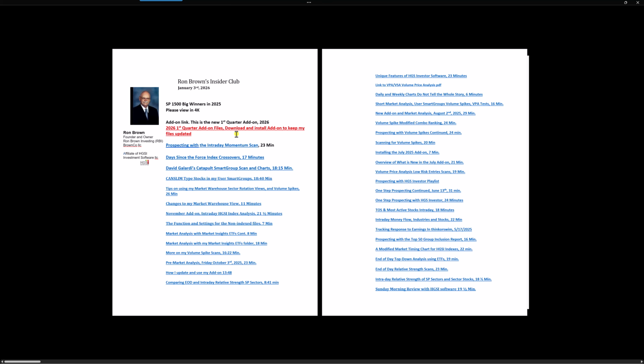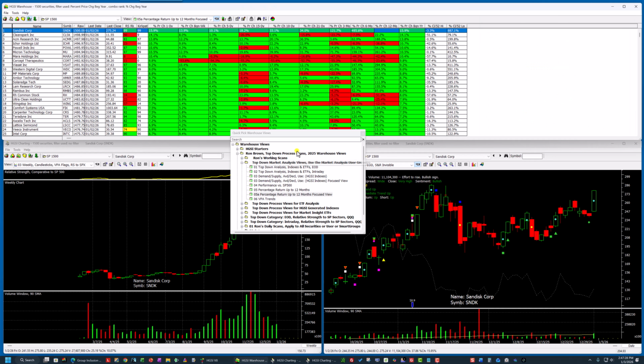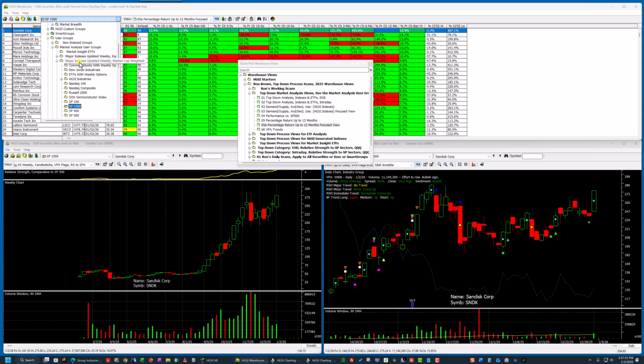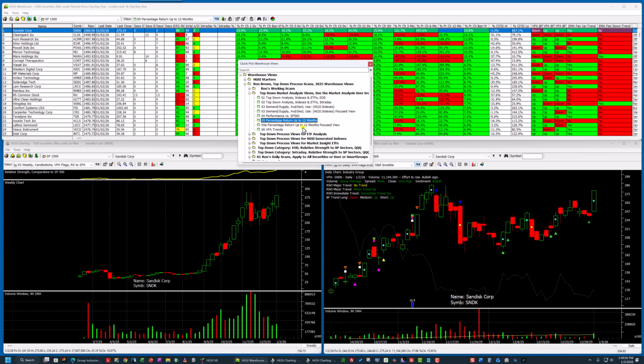Okay, I'm going to go ahead and get started, and let me show you where I am on the quick pick. I'm first of all in my major market indexes updated weekly. This is the market cap weighted, and this is equal dollar weighted. For this purpose, I think I'll just go ahead and use the equal dollar weighted index. Change to the index group. And I'm in my top-down market analysis views, and I'm using the percentage return up to 12 months of focus view. It's just got less information than this, and this does everything I want it to do.